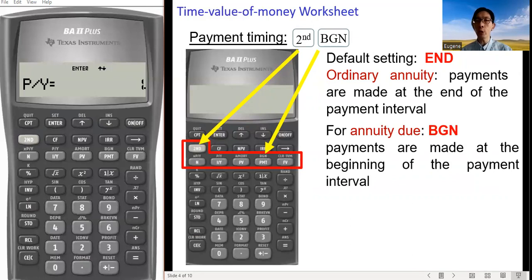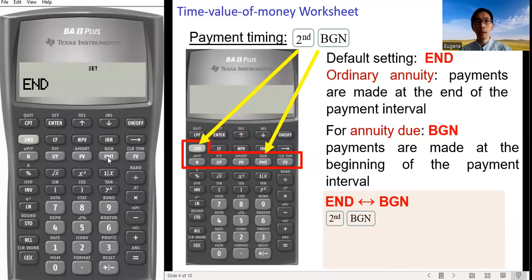To change the setting between end mode and the begin mode, we open the timing worksheet by pressing second and then BGN. This is a second function over the PMT button. And by default, this is in end mode. To change the setting between end and begin mode, we press second and then SET. Second, and then SET is the second function of the enter key. And now we change to the begin mode.